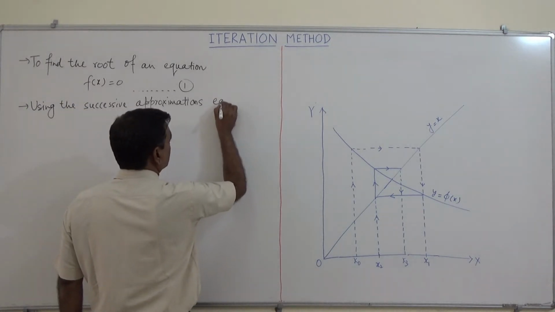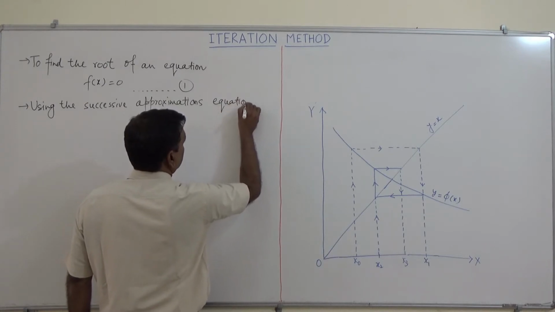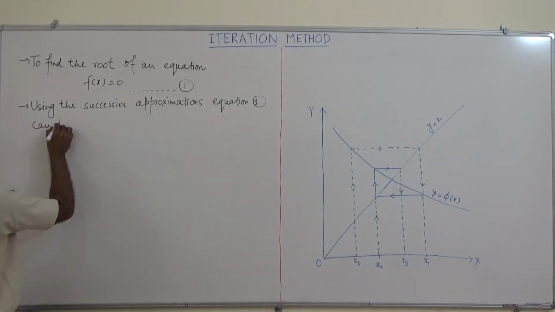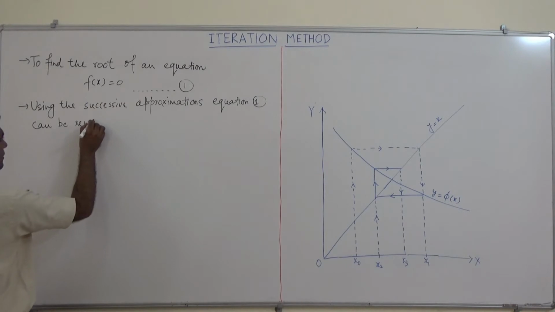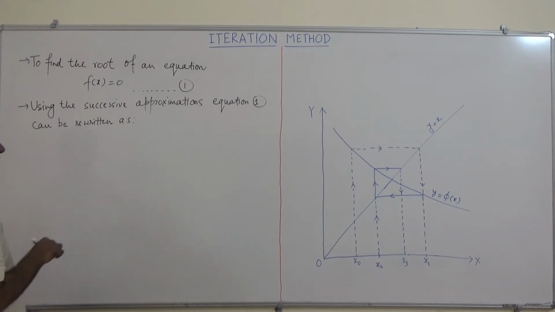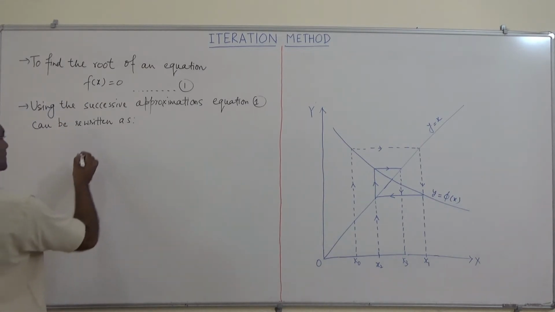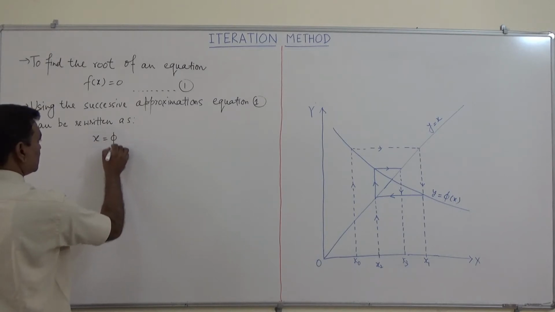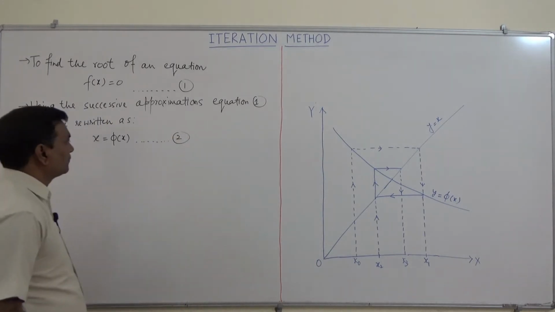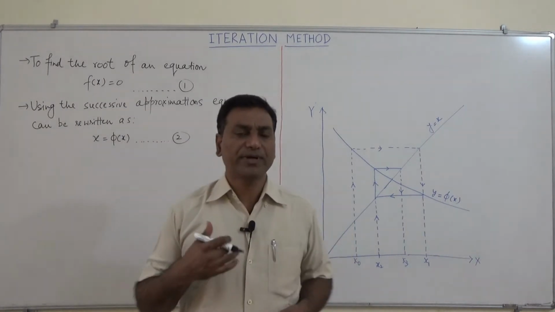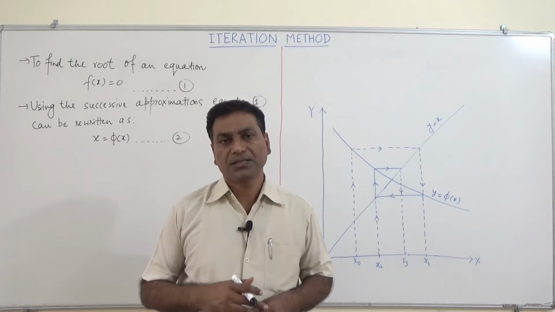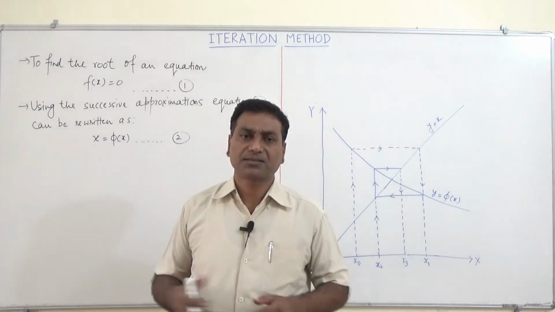Equation 1 can be rewritten as x equals phi(x), let us say this is equation number 2. So the equation for which we want to find the root, f(x) equals 0, we are writing it as x equals phi(x).